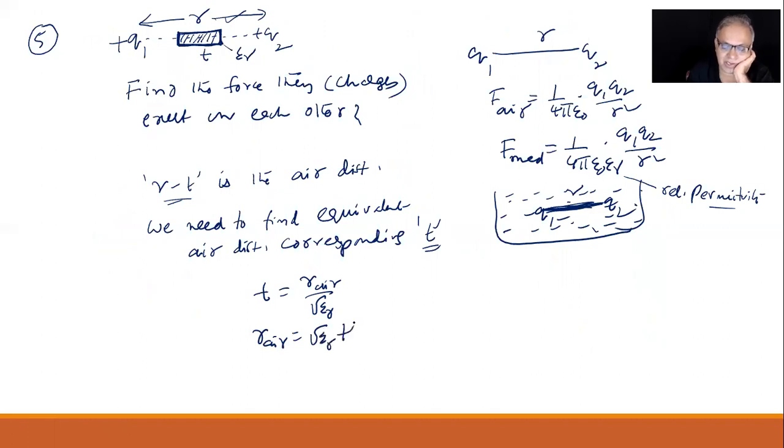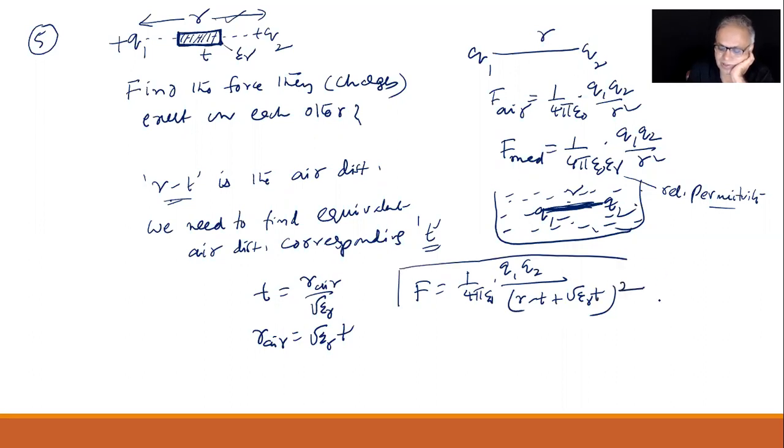Now R minus T is the air distance. The thickness T is converted to air distance. So the total distance will be R minus T plus this one. So force will be 1 by 4 pi epsilon 0 Q1 Q2 by R minus T plus root epsilon R into T, whole square. So that is how you do this.